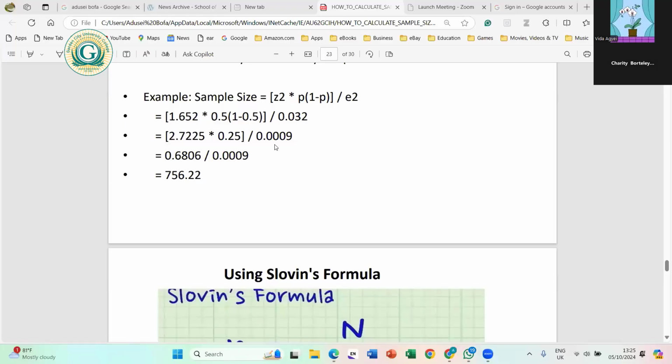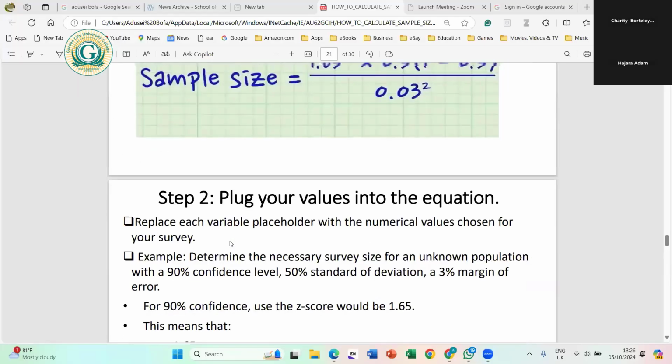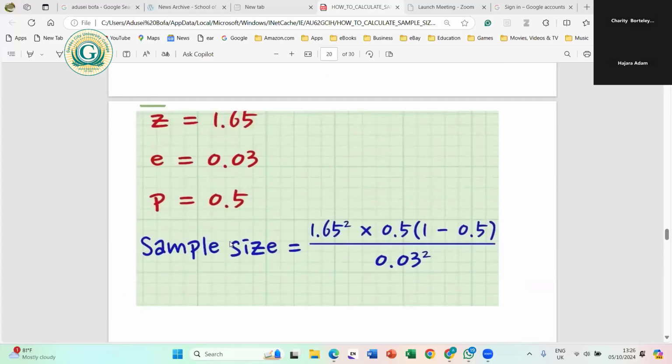Sir, please, with the second formula that you gave, I followed the formula, but then I had 681. Is it because I changed the 0.09 to 0.01? I don't get it. Can you go back to the second formula? You said you changed what? The 2.7225 times 0.25 over 0.009. I changed the 9 to 1. Oh, it's 0.9, then you changed it to 0.1. Definitely you will not get the same thing.